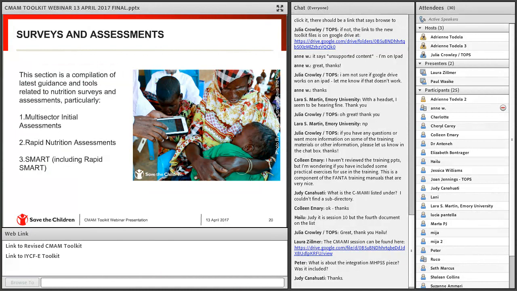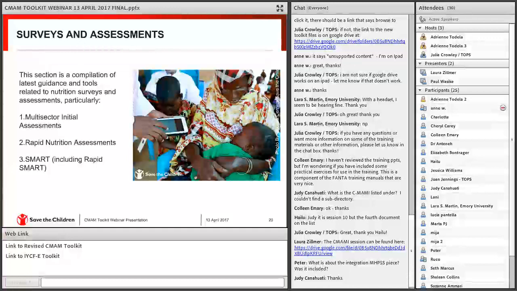There's another question online from Peter, and he wanted to know, what about the integration of the MHPSS piece, and was that included? Yeah, that's a good one. So in this particular version, no, because we would really want to get information or documents out there, guidelines on this. The closest is integration of general health services. But if there is anything that we could add, that would be really great.